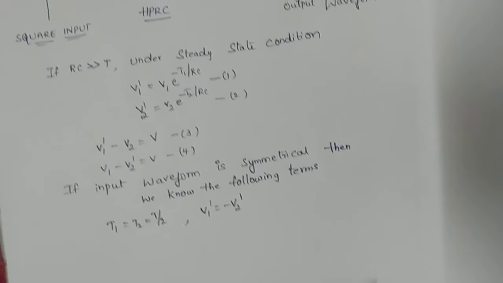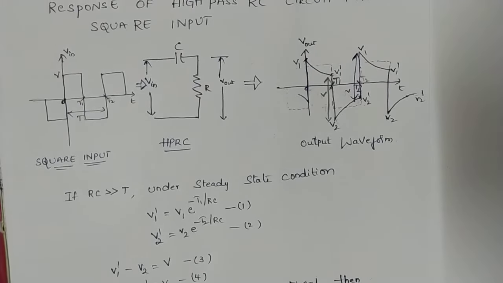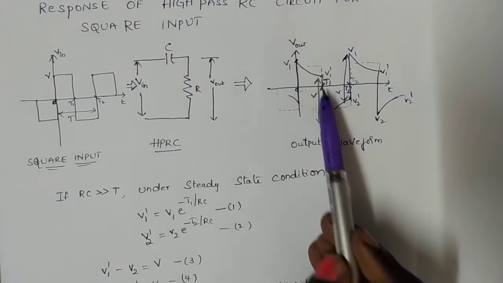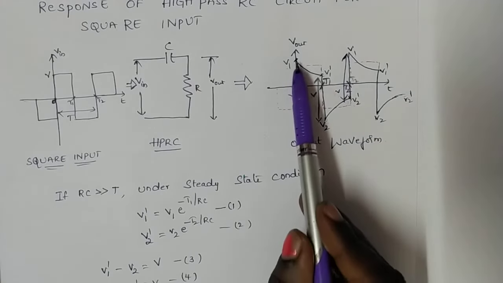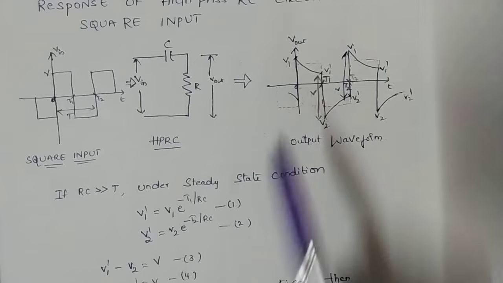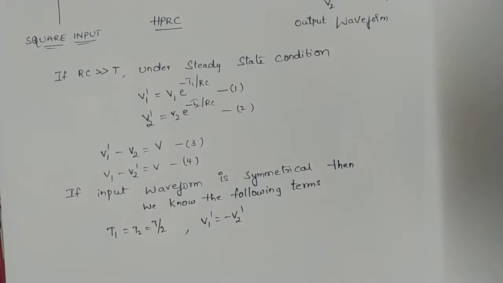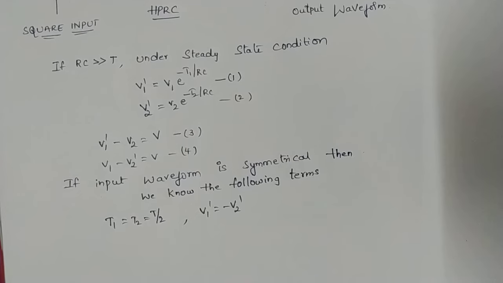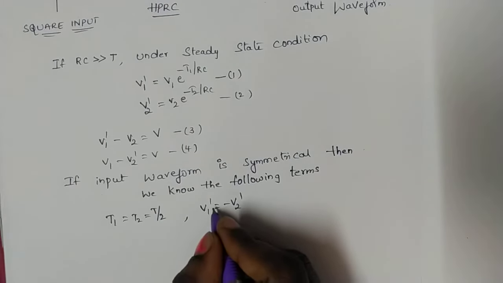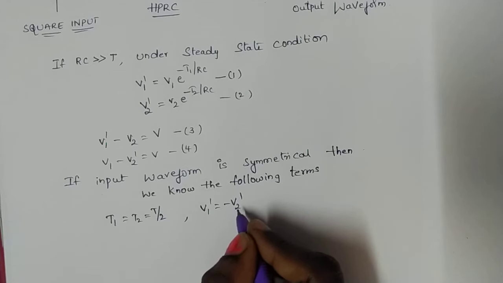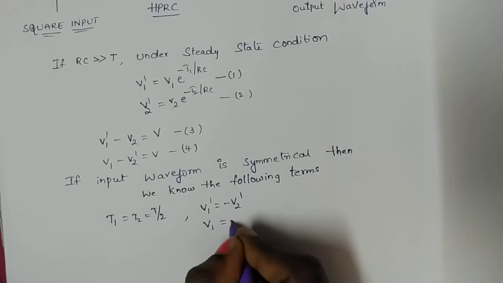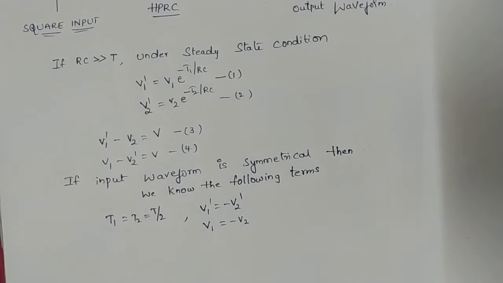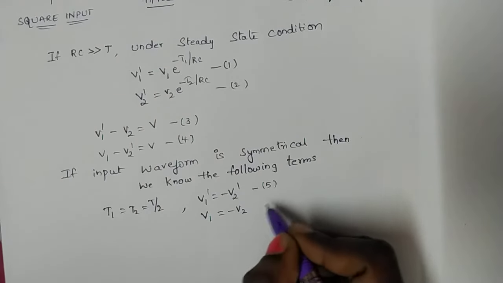From the diagram you can observe that V1 dash equal to V2 dash, and also the amplitude of V1 equal to V2. So we can write it as V1 dash equal to minus V2 dash, and also V1 equal to minus of V2. Both the V1 amplitude is equal to V2, but V2 is on the negative side, so V1 equal to minus of V2. Make these equation number 5 and equation number 6. For simplification only I am writing like this.